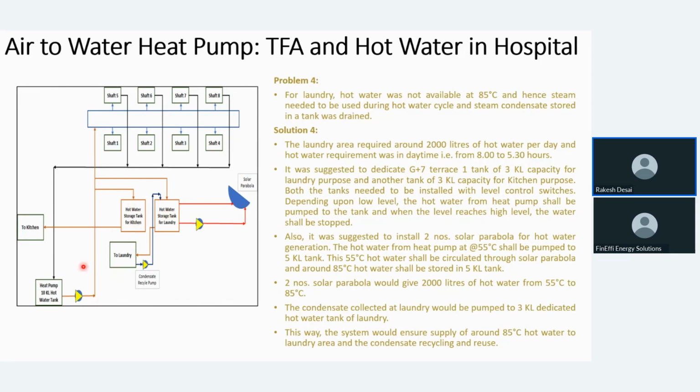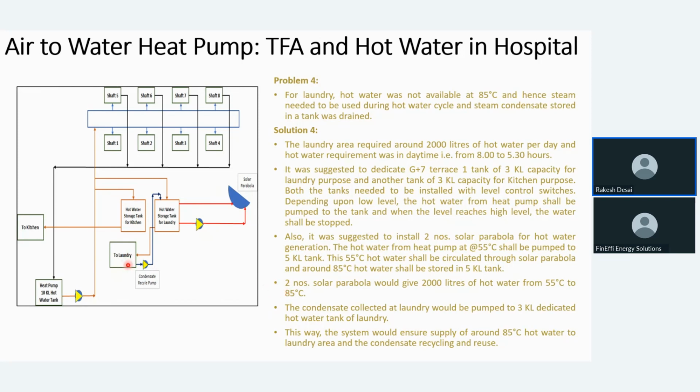This hot water was available at 55 degrees centigrade and laundry was requiring 85 degrees centigrade hot water. So we suggested them to install a solar parabola. Then this 55 degrees centigrade hot water will get circulated in the solar parabola and will be heated to 85 degrees centigrade. This 85 degrees centigrade hot water can be used in the laundry. For this purpose, two solar parabolas were suggested.